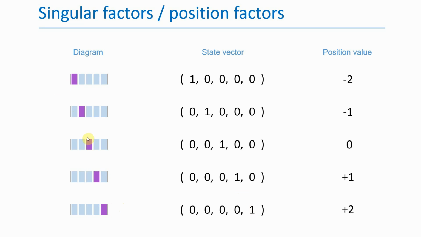The center of the space is position 0, and the patches to the right are +1 and +2. Those to the left are -1 and -2. For this reason, a singular factor can also be called a position factor. The different vectors are called the state vectors, and the various positions are the states of the factor.